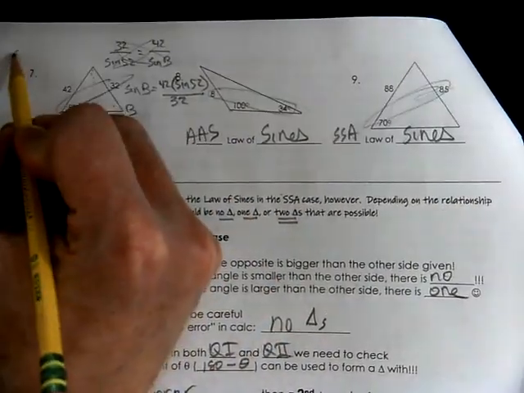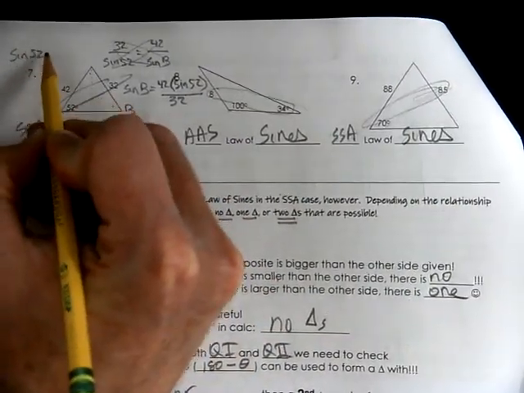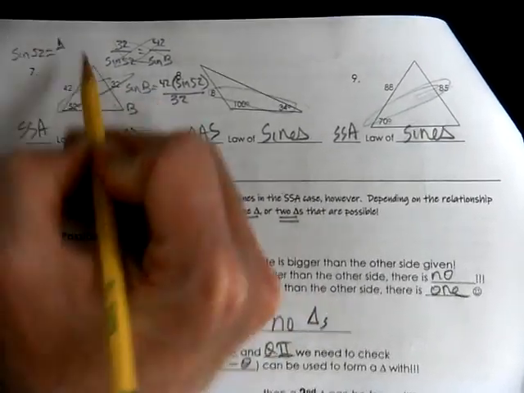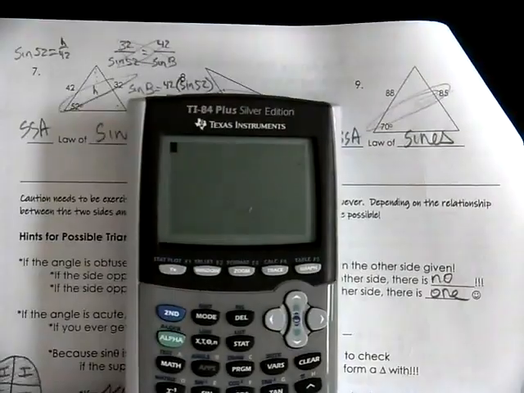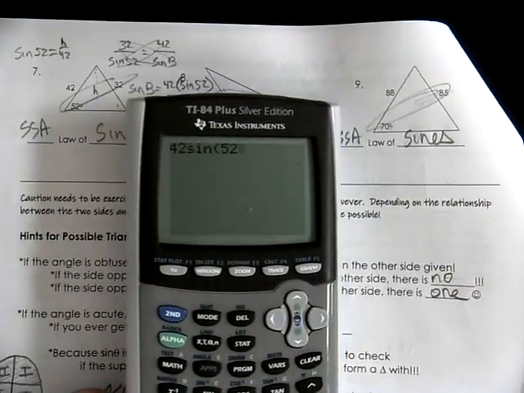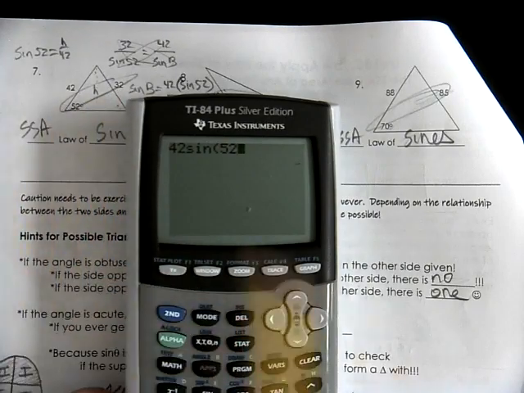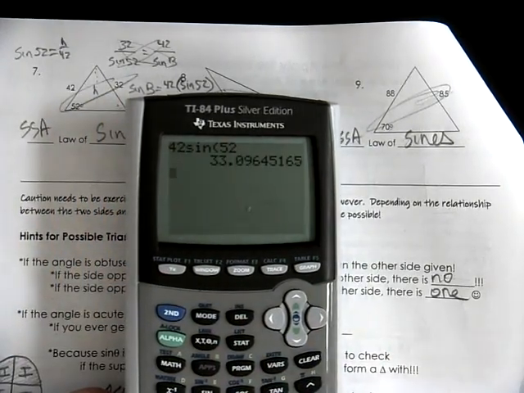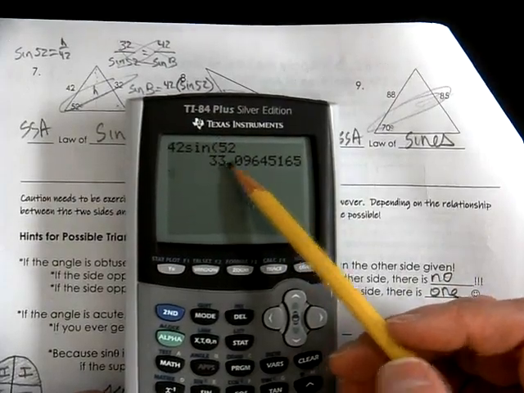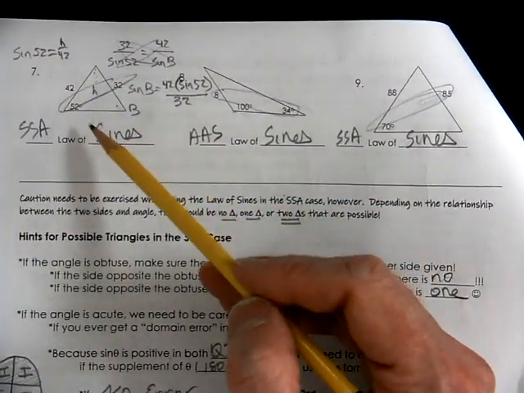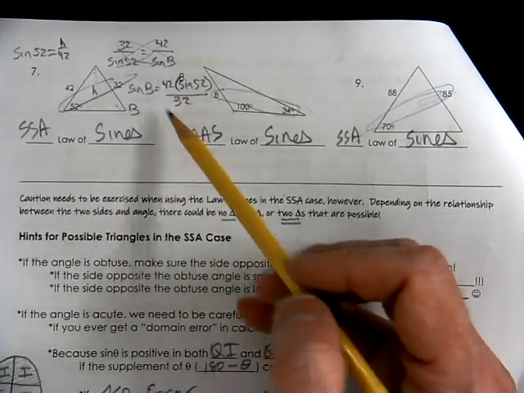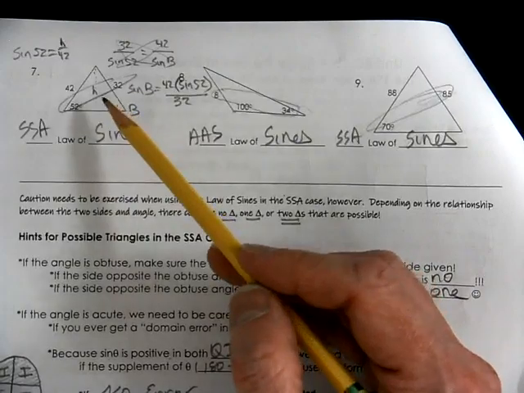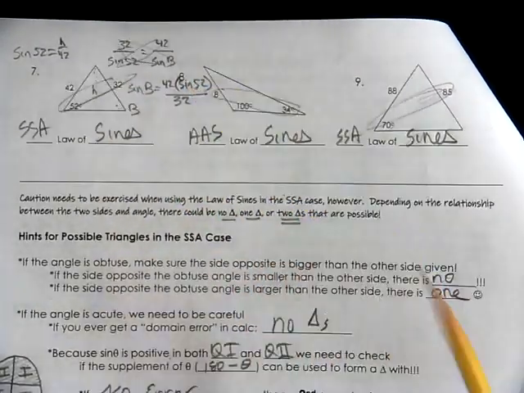So if we think about this right triangle as the sine of 52 equals the height over the hypotenuse, and we multiply 42 times the sine of 52, I'm pretty sure we're going to have a value that's greater than 32, which we did. We got 33. So that's telling us right there that there is no triangle. We had a sine that was greater than 1 in our normal law of sines, then no triangles can be formed. That was a good example to go through.